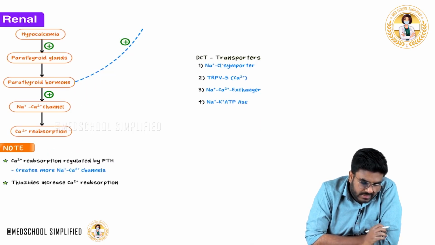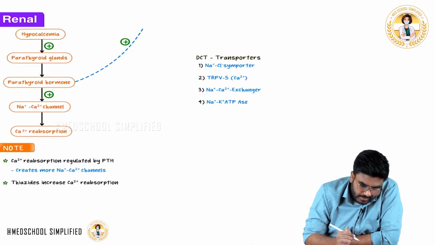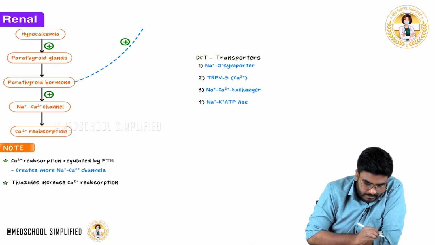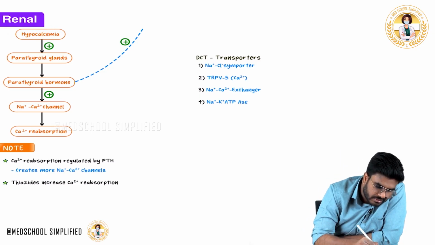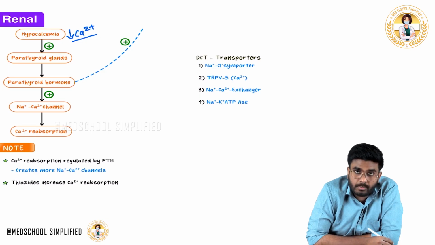Okay, now after this, let's talk about certain conditions where some of the transporters are activated. Now the condition here is hypocalcemia. So what exactly is hypocalcemia? The blood levels of calcium are going down. When the blood levels of calcium go down, yes, hypocalcemia is there.